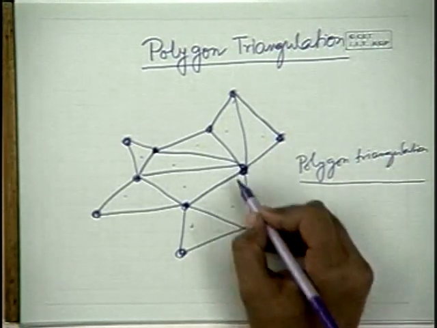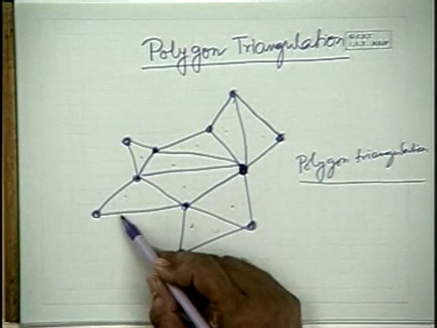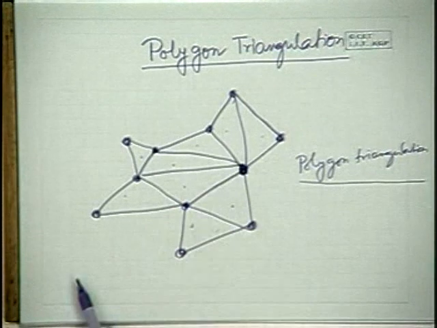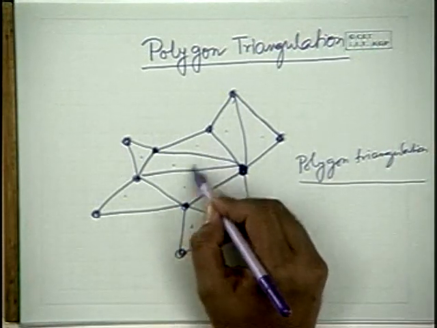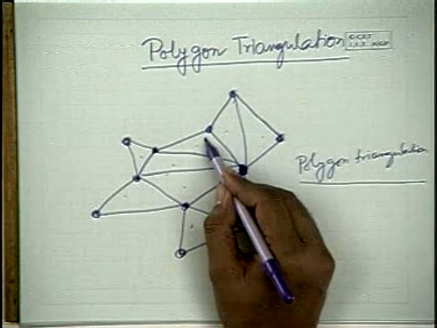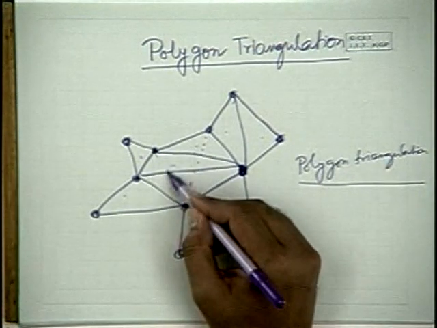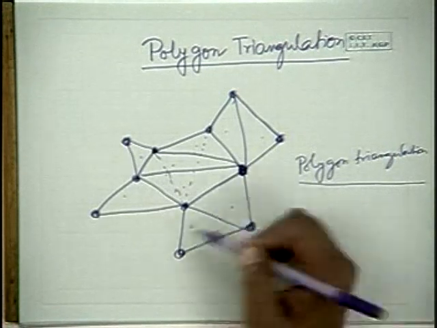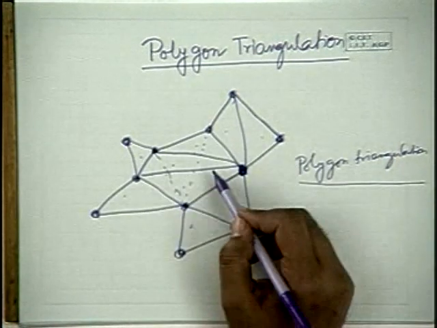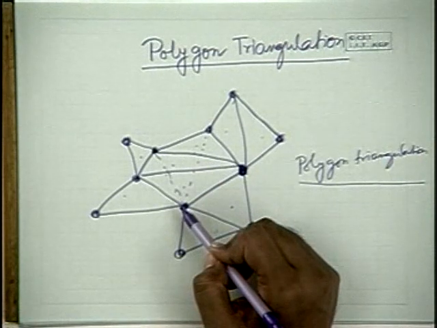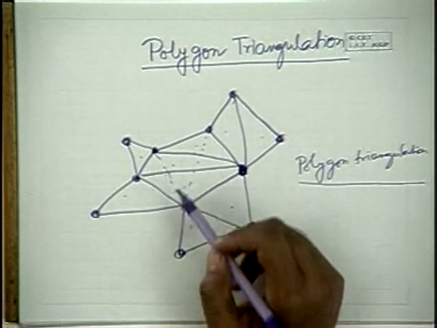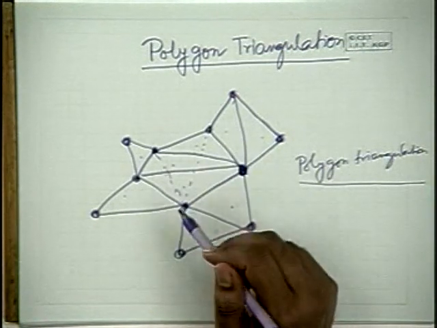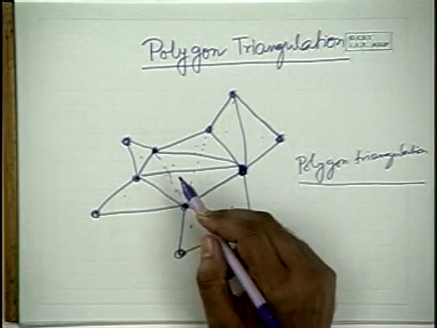Now for a given polygon, many triangulations may be possible. I am just giving you one example. Suppose instead of using these 2 edges, I could have also used this edge and triangulated this way. There are many triangulations possible for one polygon, and one can show again, if the number of vertices of the polygon is n, the total number of possible triangulations is again exponential.